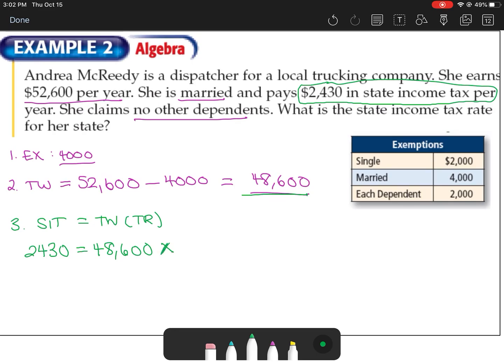So to find X, I'm going to divide, so $2,430 divided by $48,600. And I get 0.05, so that tells me that her tax rate is 5%.